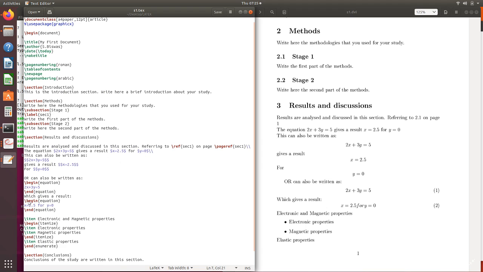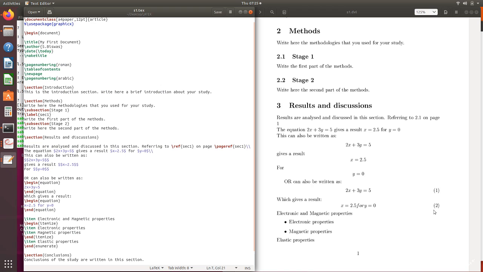And to write this, write \begin{equation}, then x is equal to 2.5 for y is equal to 0, \end{equation}, and that will give you the output here like this. This can also be written as 2x plus 3y is equal to 5. This is equation number 1, which gives the result x is equal to 2.5 for y is equal to 0. This is equation number 2.